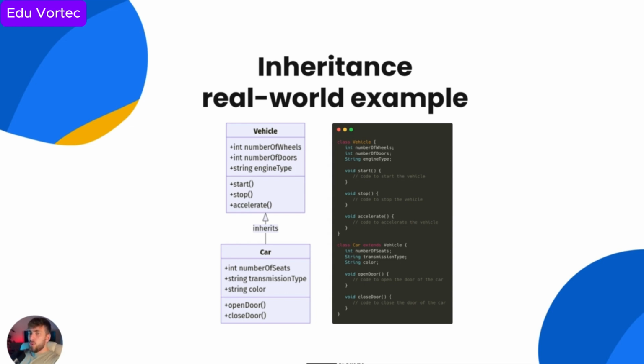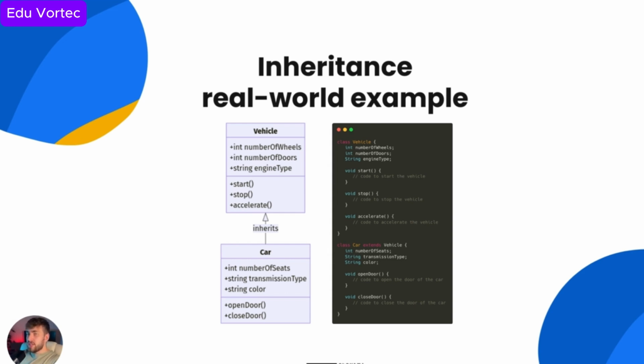Now, let's say we want to create a new class called car, which is a specific type of vehicle. The car class will inherit all the attributes and methods of the vehicle class and add its own specific attributes and methods. For example, the car class may have additional attributes like the number of seats, the type of transmission, and the color. And it may have additional methods like open door and close door.